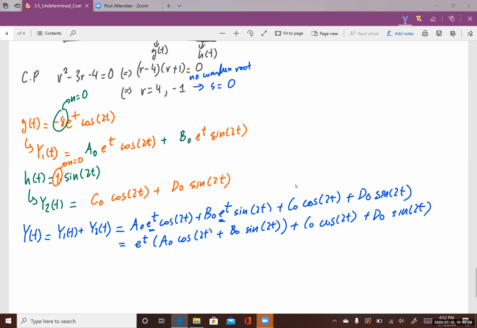Then again, I want to find Y prime of t. This is going to be just using the product rule here: e to the t, the derivative of e to the t, and rewrite the second function.